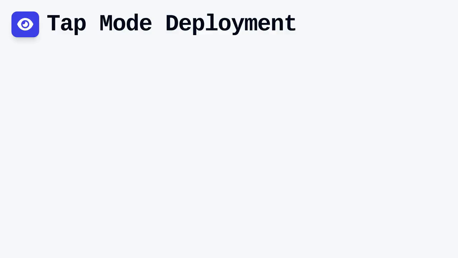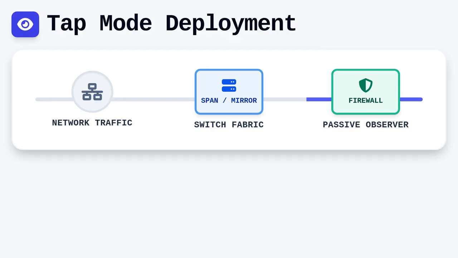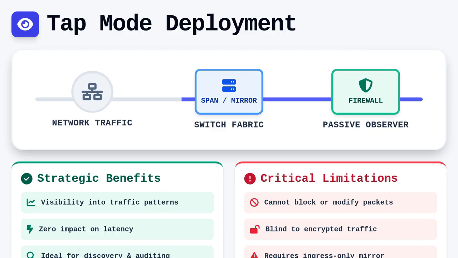Tap mode represents the most passive deployment scenario where the firewall receives a copy of traffic via a switch span or mirror port. Since the firewall sits out of band and does not participate in the traffic flow, it cannot block packets or modify any header fields. This is an excellent choice for organizations wanting to gain visibility into their network traffic patterns, identify potential threats, or profile applications without altering current latency or network stability.